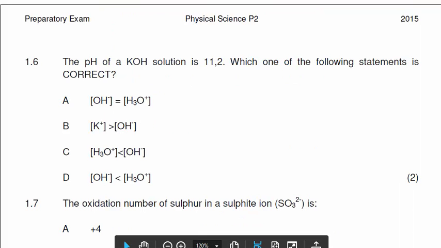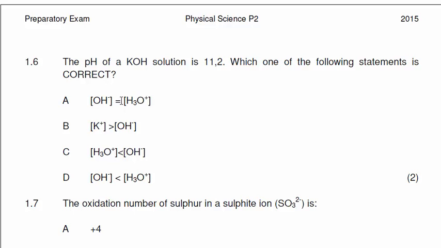Okay, so here's one of the multiple choice questions. The pH of KOH, is KOH a strong or a weak? Well, I suppose they tell us. The pH of a KOH solution. In other words, is that an acid or a base? That's a base because it would donate OH ions. That pH is 11.2. Which one of the following statements is true?